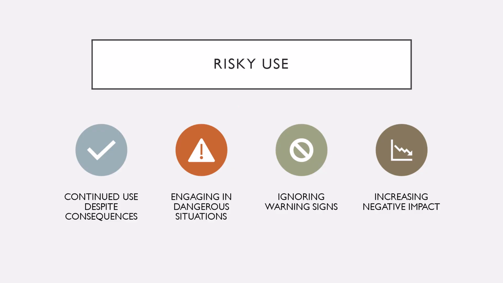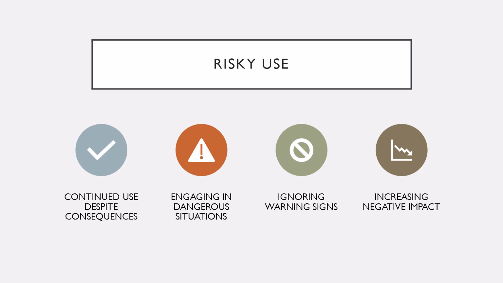So risky use is where the consequences of substance use begin to become more apparent, but the behavior is continuing anyway. This is a defining characteristic of addiction progression. The person may begin to experience negative outcomes like conflicts with their family, problems at work, or legal issues. And despite these consequences, they continue to use. And this is where the disconnect between behavior and consequences becomes more visible.